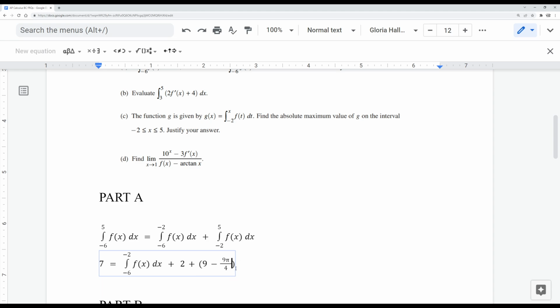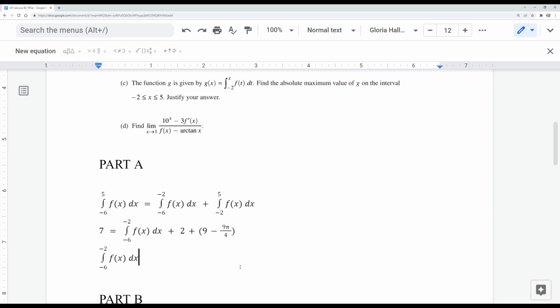All right. So next, let's just subtract this from this, since this is the total, to get the final answer. Let's reorganize this a little bit, and then we'll do this equals this minus this. So 7 minus 2 plus 9 minus, so 7 minus 11 minus 9 pi over 4, which then just equals 9 pi over 4 minus 4. And that is the answer.